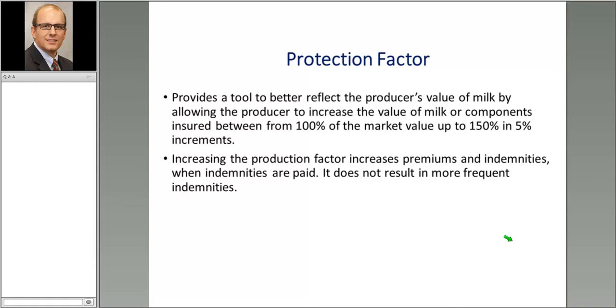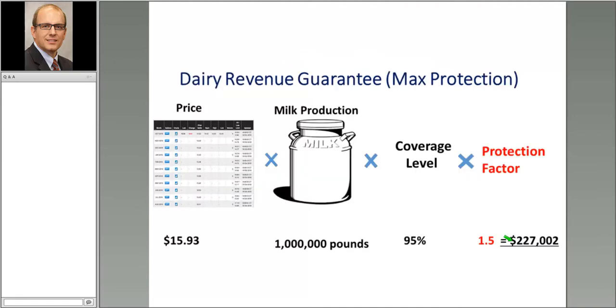This would be for a producer that gets higher than average value of milk because of your components or whatnot. This may be one where you say, you know what, I'm going to take that up to 150% to increase the coverage I get. So you can see this protection factor, just another quick illustration here.